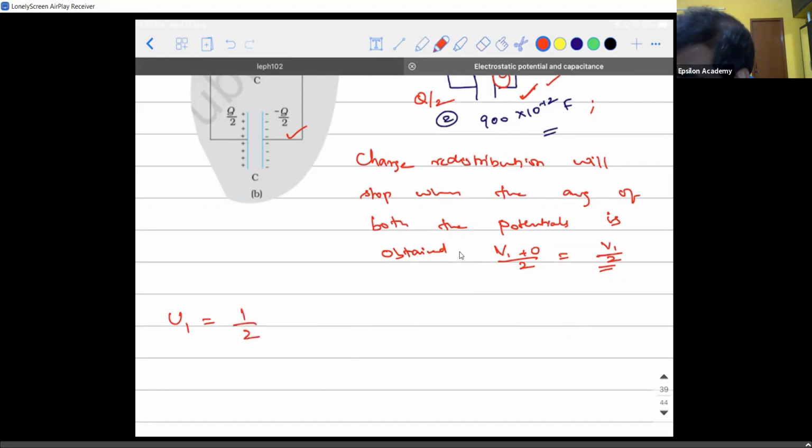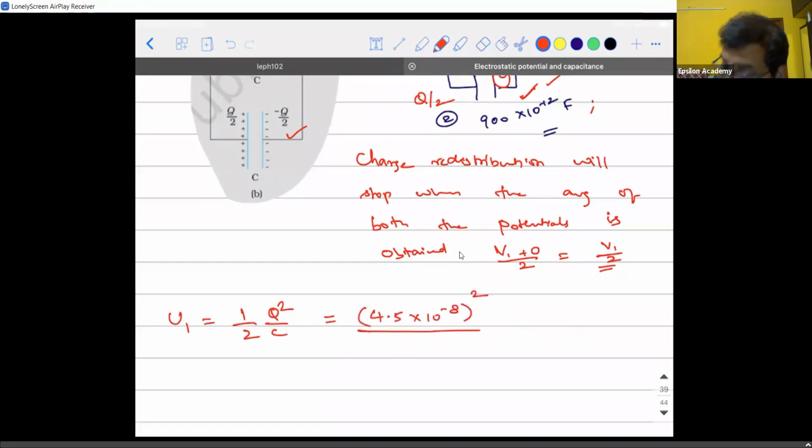Half into, I can write Q square by 2C. That is Q square by 2C is the formula I'm using. So what is the value of Q square? 4.5 into 10 power minus 8 square divided by 2 into the capacitance, which is 900 into 10 power minus 12.